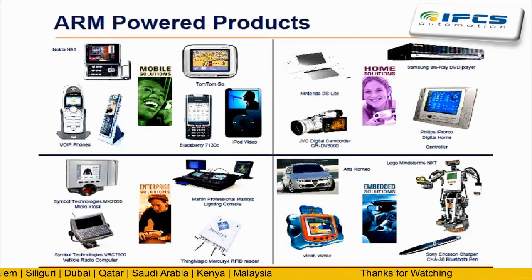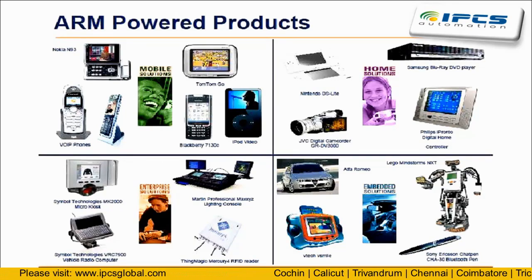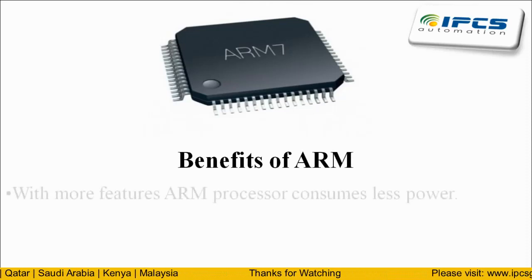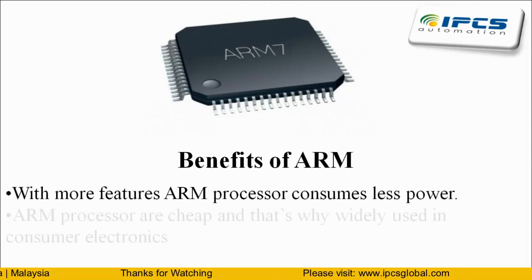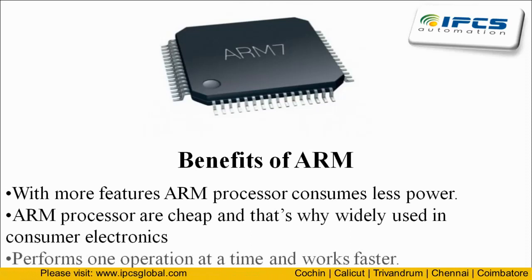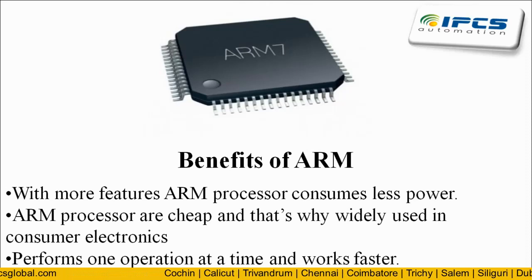ARM architecture examples: ARM7, ARM9, ARM11, Cortex. LPC2148 is manufactured by NXP Semiconductor, Philips, and it is preloaded with many inbuilt features and peripherals. This makes it a more efficient and reliable choice for a high-end application developer. Benefits of ARM: with more features, ARM processor consumes less power. ARM processors are cheap and that's why widely used in consumer electronics. Performs one operation at a time and works faster.